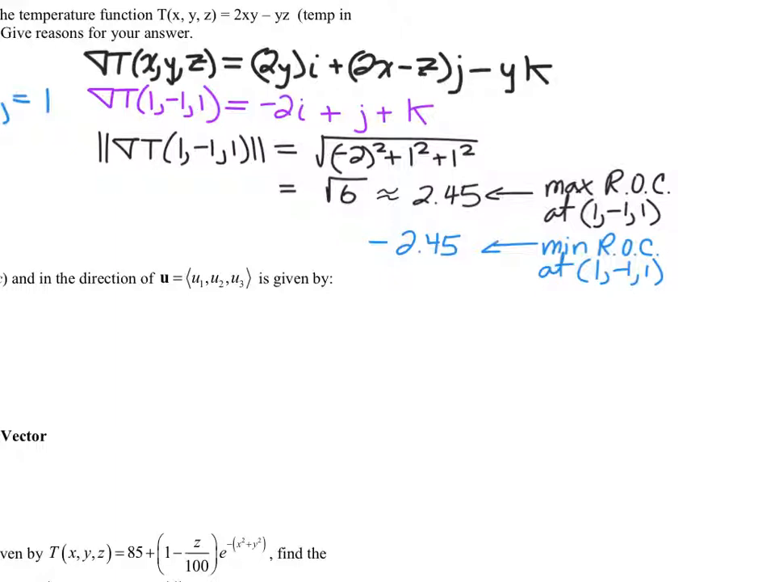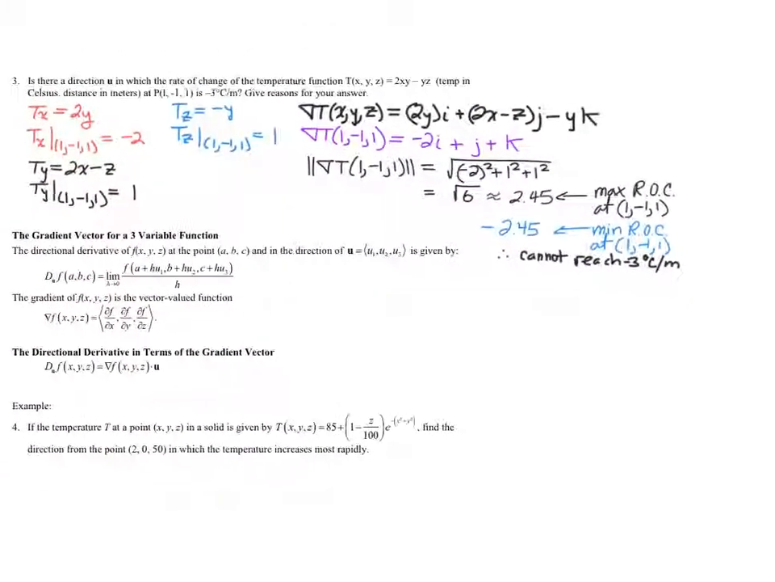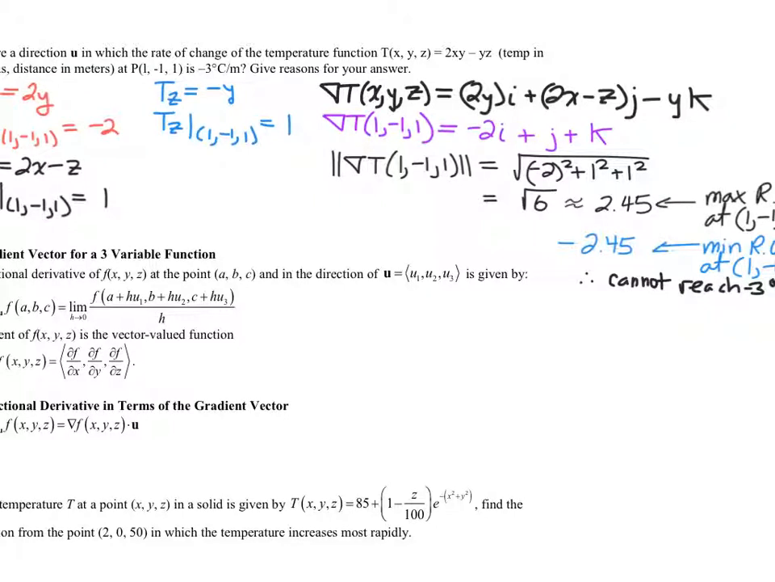So what we created were constraints, and therefore we cannot reach 3 degrees Celsius per meter. Negative? Yeah, negative. Well, or positive, doesn't matter. But the question was asking negative, and so it is true that we could not ever get to a -3 measure because the lowest we could ever get to is -2.45.